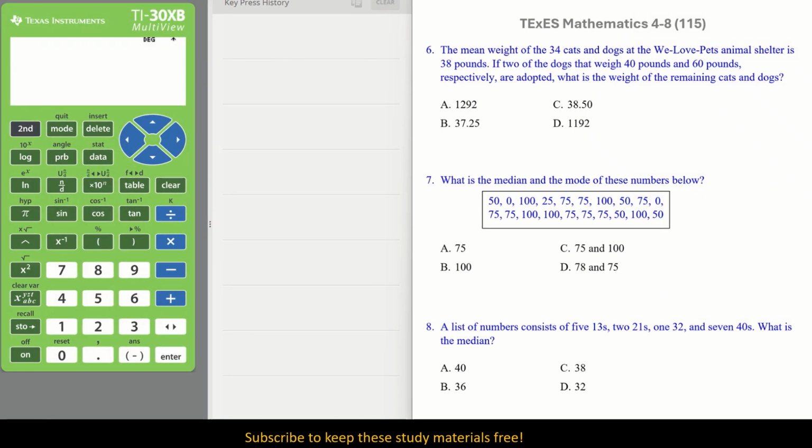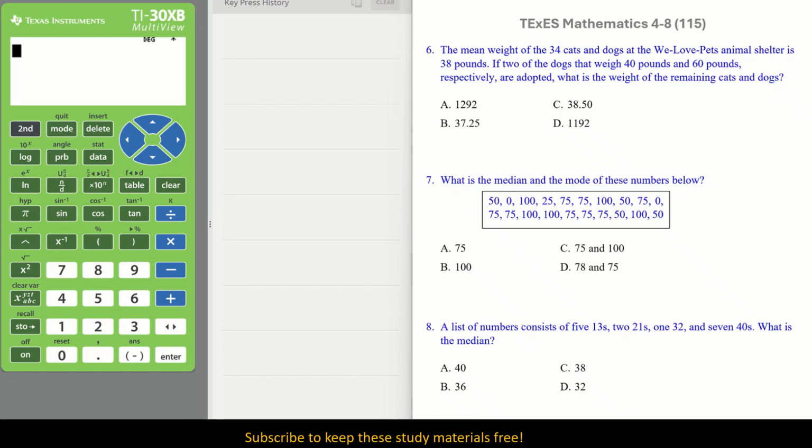Number 6: the mean weight of the 34 dogs and cats at the We Love Pets animal shelter is 38 pounds. If 2 of the dogs that weigh 40 pounds and 60 pounds respectively are adopted, what is the weight of the remaining cats and dogs? Okay, so let's do a little setup.